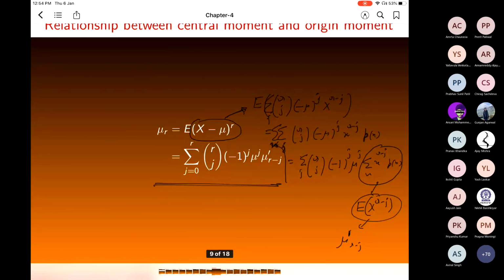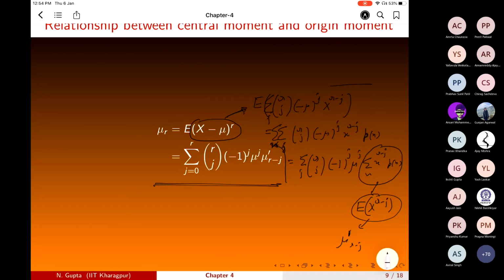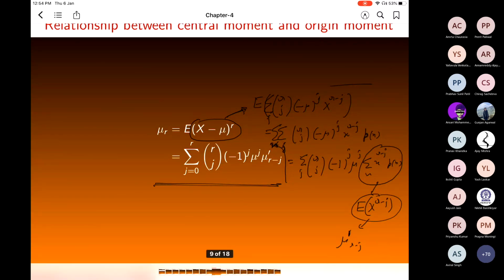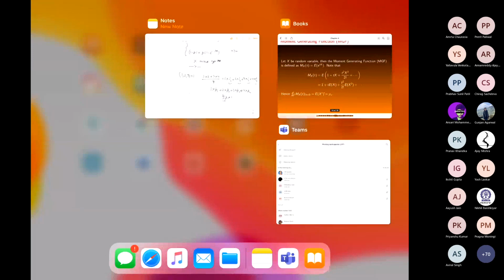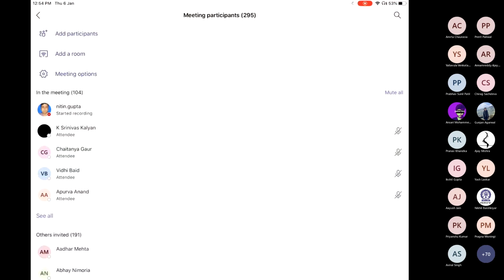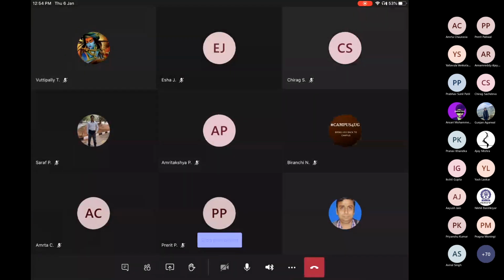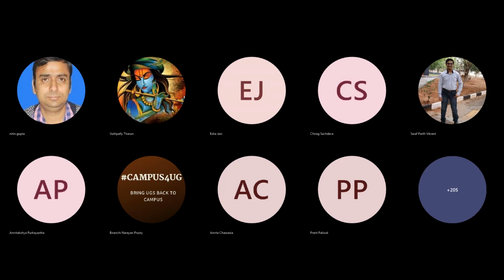So let us stop here. Next time I will start with the moment generating function and try to finish up to the 6 chapters. Okay, stop here first.